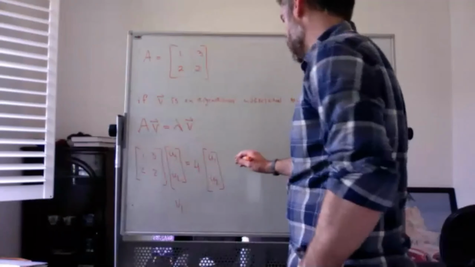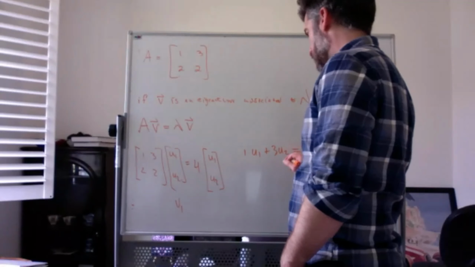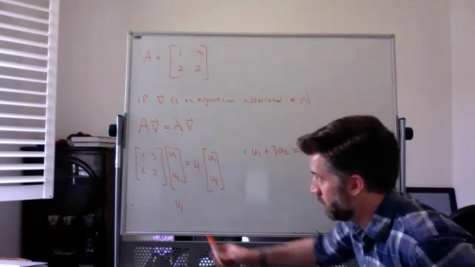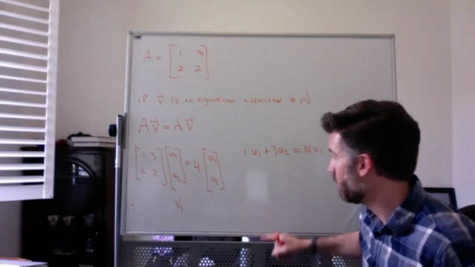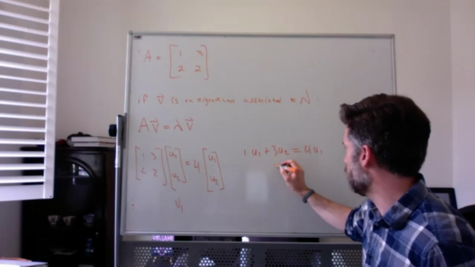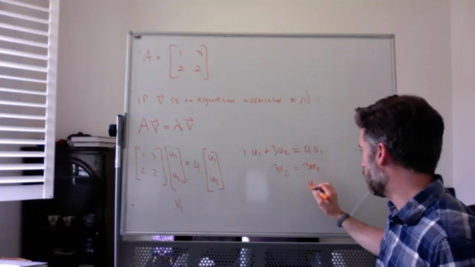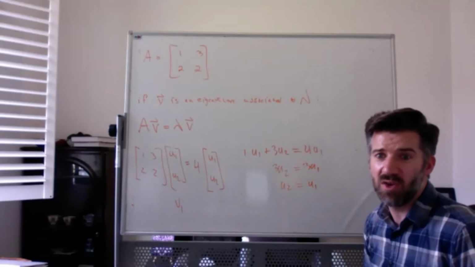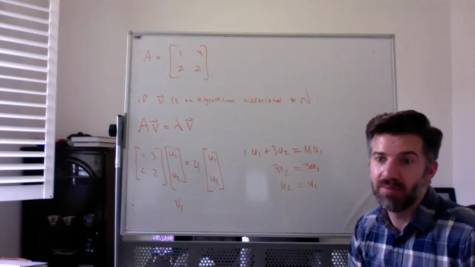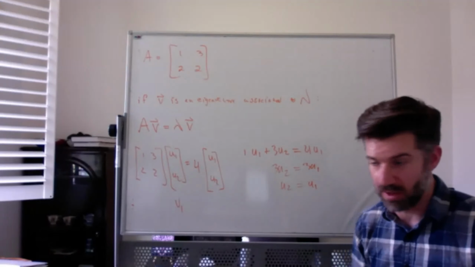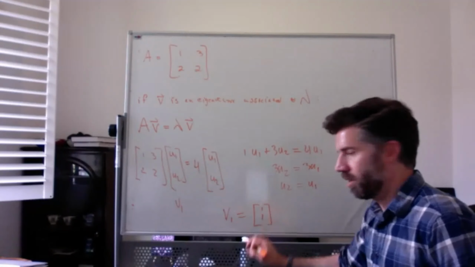Looking at the first equation, I get 1 times U1 plus 3 times U2 equal to 4 times U1. I'm not even going to write down the second equation. Then I isolate U2 or U1. 3U2 equals 4 minus 1 is 3U1. So U1 equals U2. Then pick U1 to be any number you like that is not 0. I'm going to pick 1. Most times you pick the smallest integer so that things are all integers. So here, my eigenvector is the vector 1, 1.